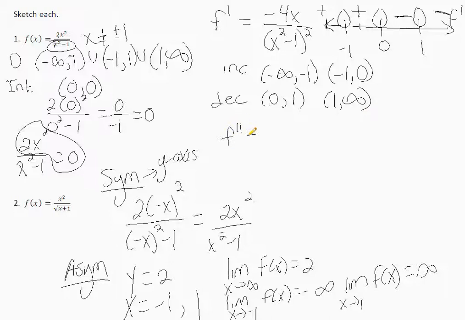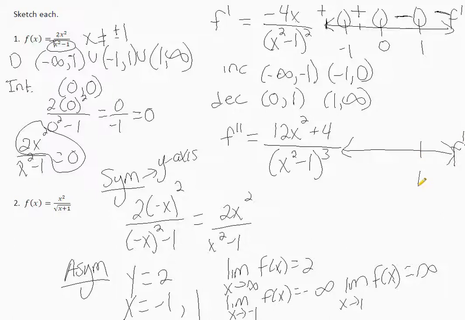So second derivative, sorry I'm a little messy here, hopefully you're following. I find the derivative of the first derivative, and you should get 12x squared plus 4 over x squared minus 1 to the third. Do the same exact thing. Make a sign chart for your second derivative. So I have 1 and -1. Numerator never equals 0 because I'd get imaginaries, guys. Denominator, 1 or -1 would make this 0. So those are also values that I want to include.